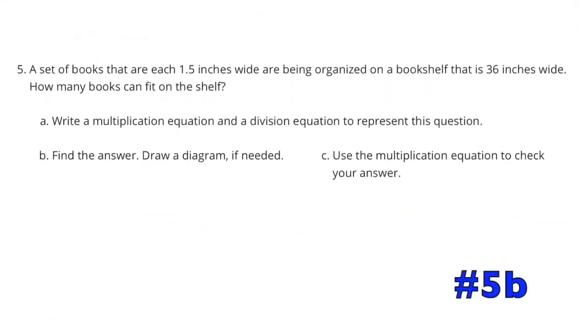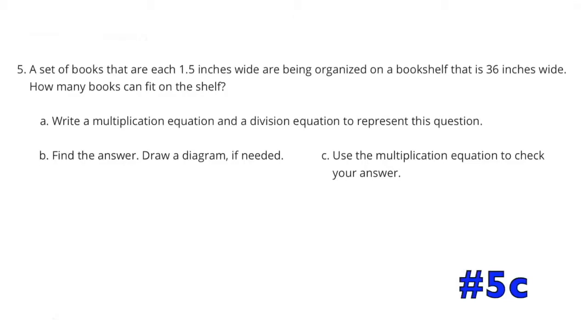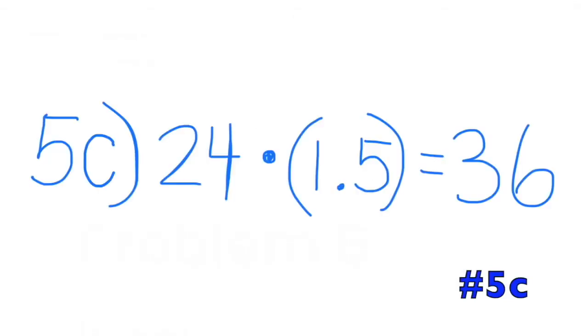B. Find the answer. Draw a diagram if needed. 24 books can fit on the shelf because 36 divided by 1 5/10 is 24. C. Use the multiplication equation to check your answer. 24 times 1 5/10 equals 36.